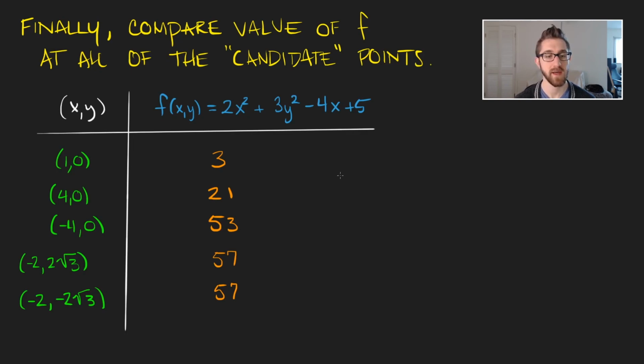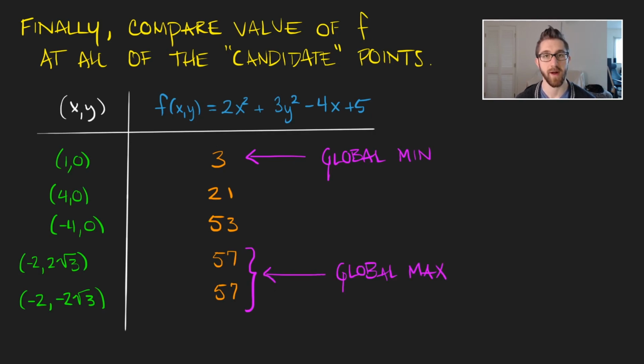So now that we've calculated these, we just need to compare them and figure out which is the largest and which is the smallest. Again, the extreme value theorem guaranteed us that the global maximum and global minimum were among these points. And now we can see that the smallest value is here at 3, so this was the global minimum value. And the global maximum actually takes place at 2 points. So there we go, we've solved the problem.